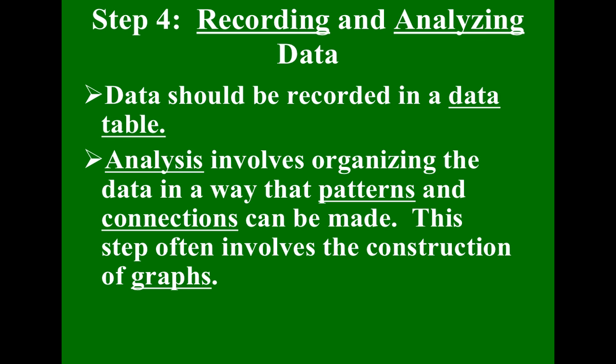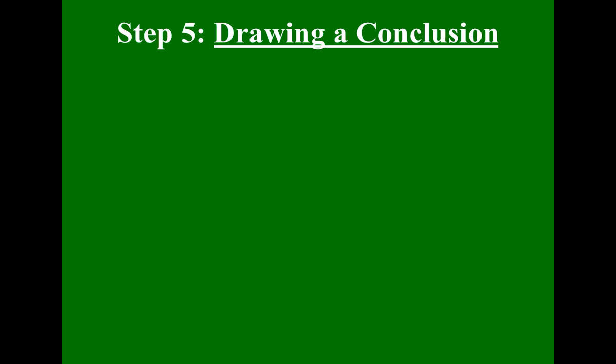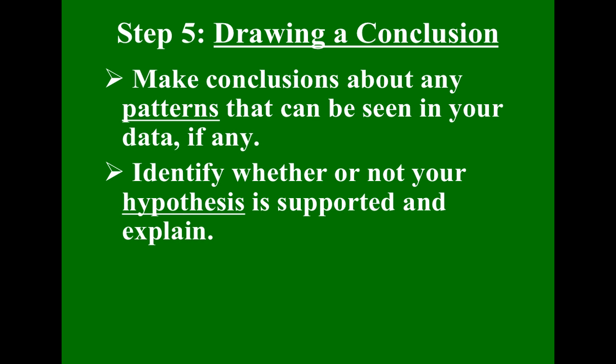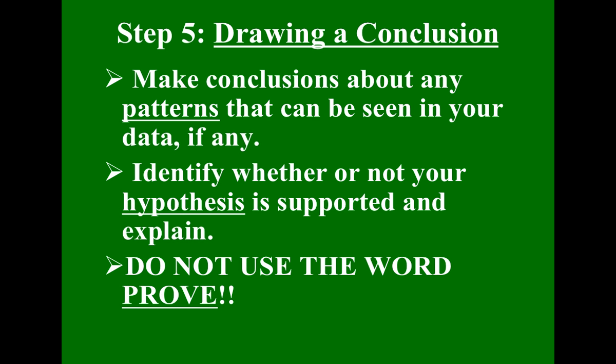Once we have run the experiment, we've recorded our data, we have analyzed our data, we can draw our conclusion. This is where we actually point out the patterns in our data. We identify whether or not our hypothesis was supported, but we don't use the word prove. We're not proving anything with experiments that we do in here. We're only supporting or rejecting our hypothesis. The reason why is in order to prove something in science, you have to run the experiment many, many times. Running it one time doesn't cut it. So don't use the word prove in your answers.